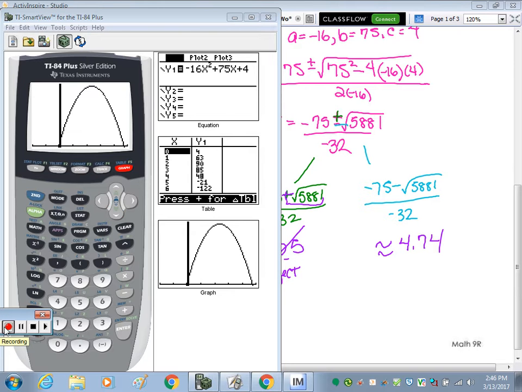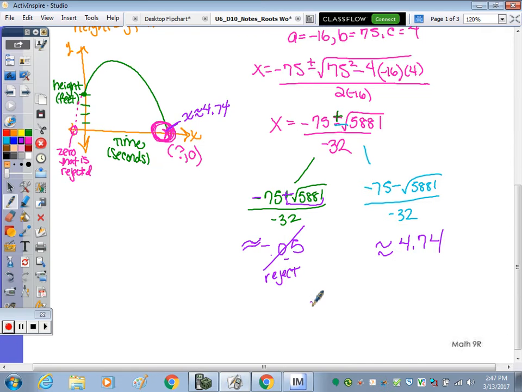So after adjusting the window settings so that we can see it, you can actually see that it crosses at 1, 2, 3, 4, just under 5 on the x-axis. So you can see that we're right. Okay? So the answer to this question, the question said, how long will it take? So it's approximately, well, I need to write it in words, so about 4.74, what's the unit? Seconds.